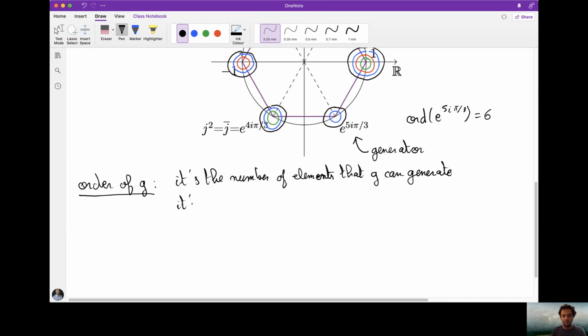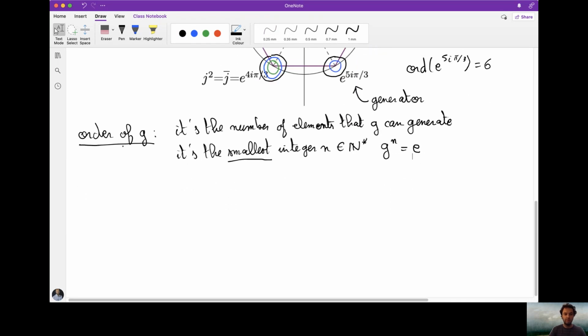It's better to say it's the smallest integer, and smallest is very important here, n belonging to N star, such that g to the power n gives the identity element. Okay, so that's the order of an element. It's exactly what we just did in the example before.